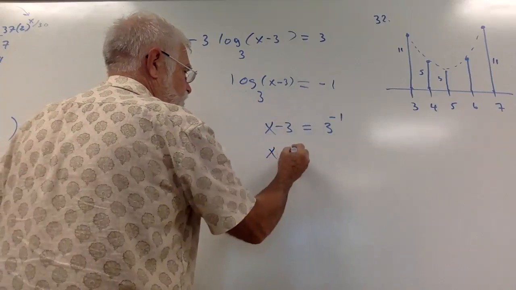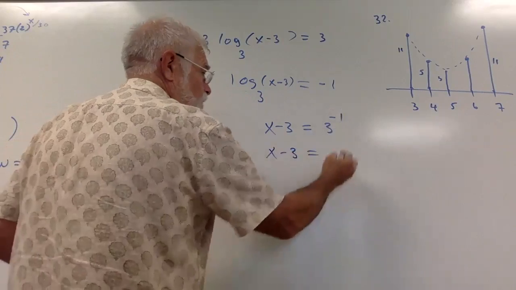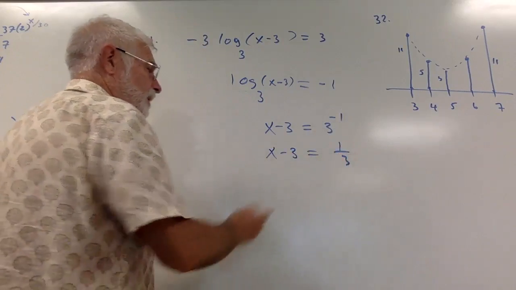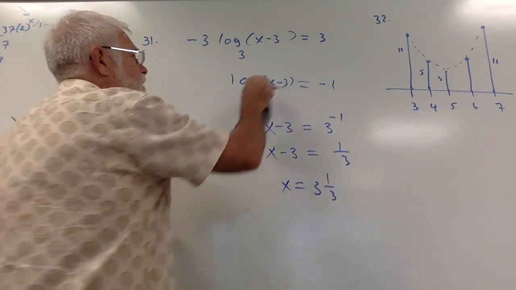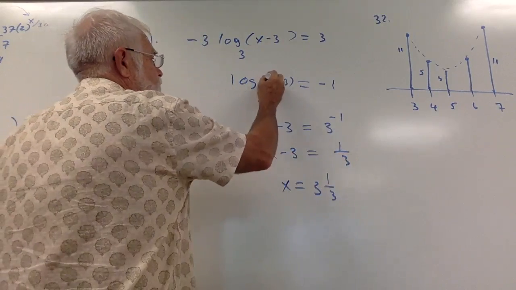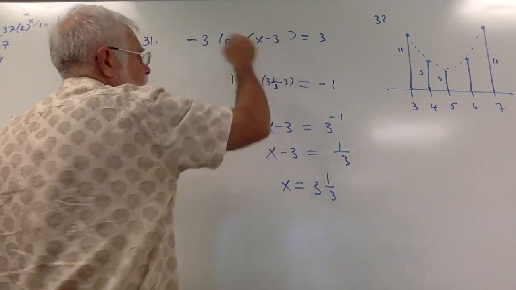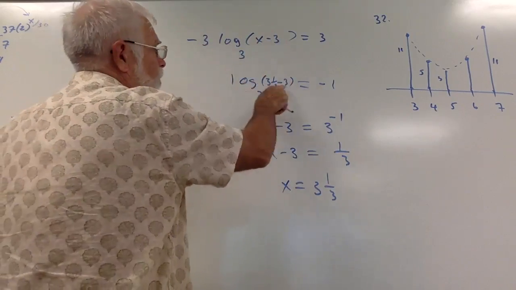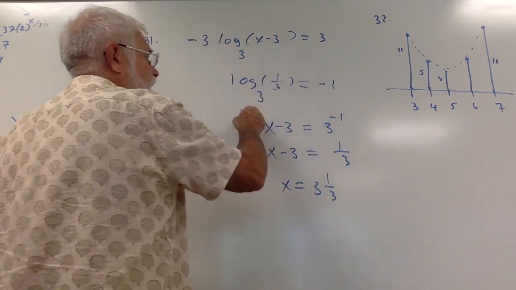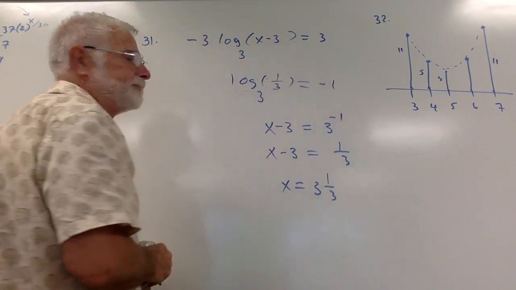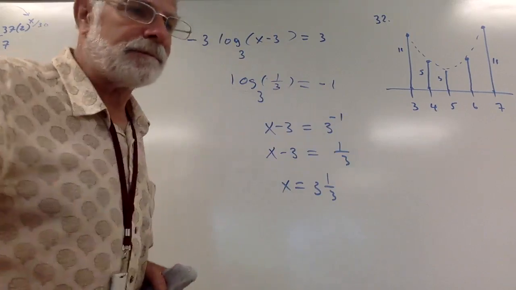So x minus 3 equals 3 to the -1. We're learning what that is. And so x is equal to 3 to the 1/3. So let's plug it in. 3 to the 1/3. I should have plugged it in up there, but we'll do it here. 3 to the 1/3 minus 3 is 1/3. What is the exponent you put on top of 3 to get a 1/3? -1. Okay, so that's that problem.